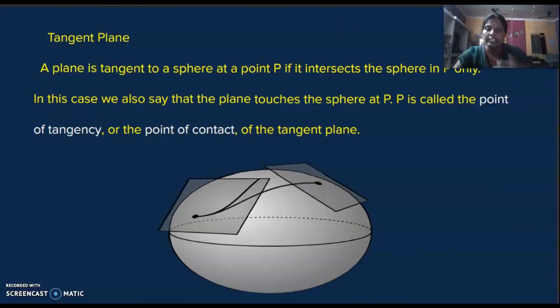Okay. Next, let us see the tangent plane. A plane is tangent to a sphere at a point P if it intersects the sphere at P only. In this case, we also say that the plane touches the sphere at point P, and P is called the point of tangency or the point of contact of the tangent plane. We already saw the condition for tangency. So here, this is the point of contact between the plane and the sphere.